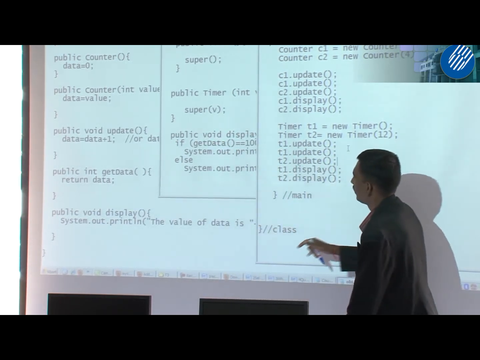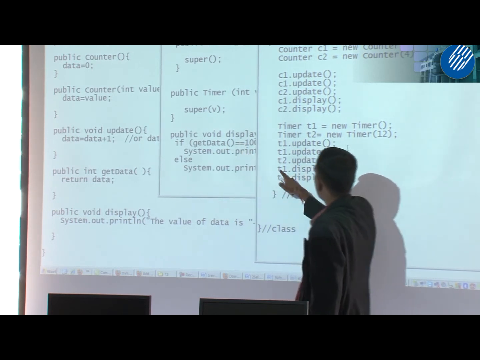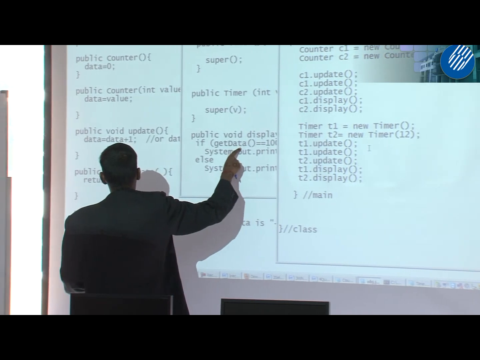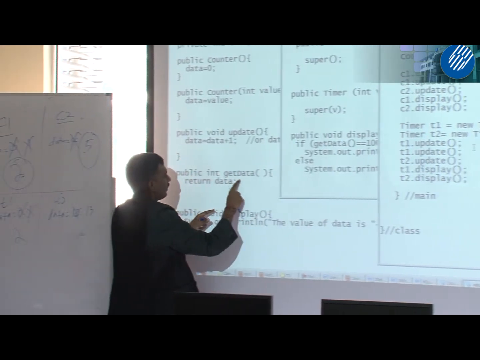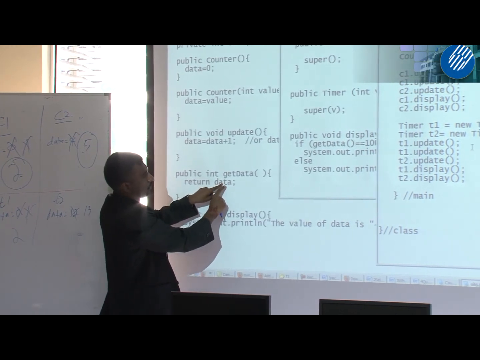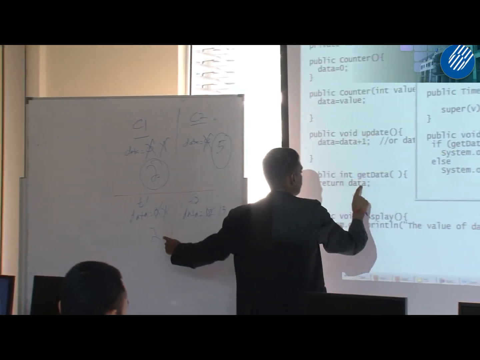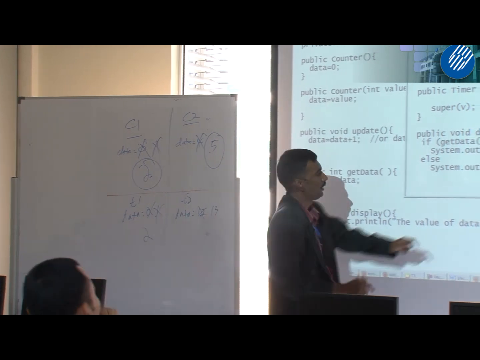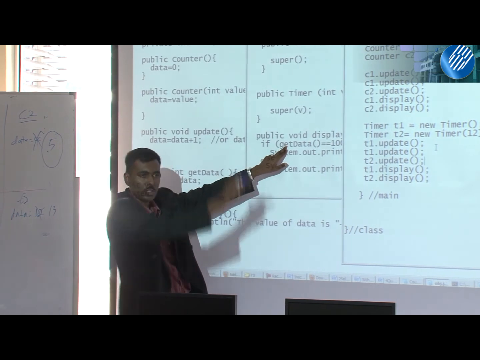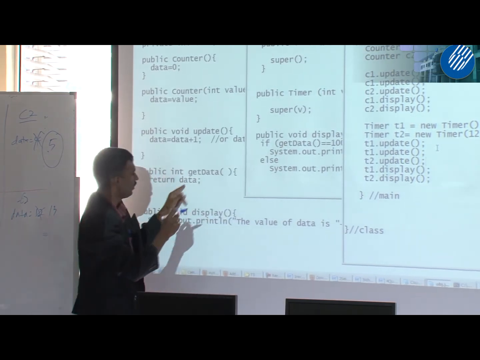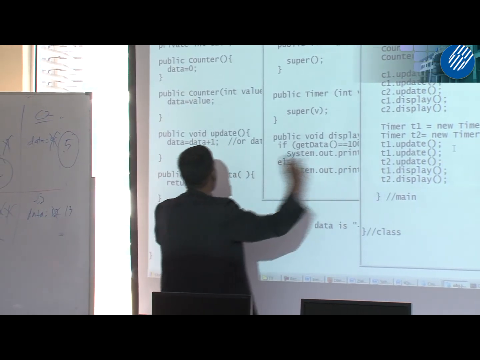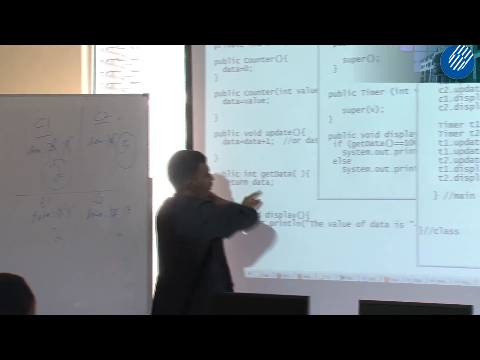Okay, so get data. T1 display. If get data, this one, right? Return data. Okay, for T1 data is what? 2, right? Again, T1 display will go here. Get data, it will jump to the superclass. Get data, return data. Since you are dealing with T1, T1 data is 2.